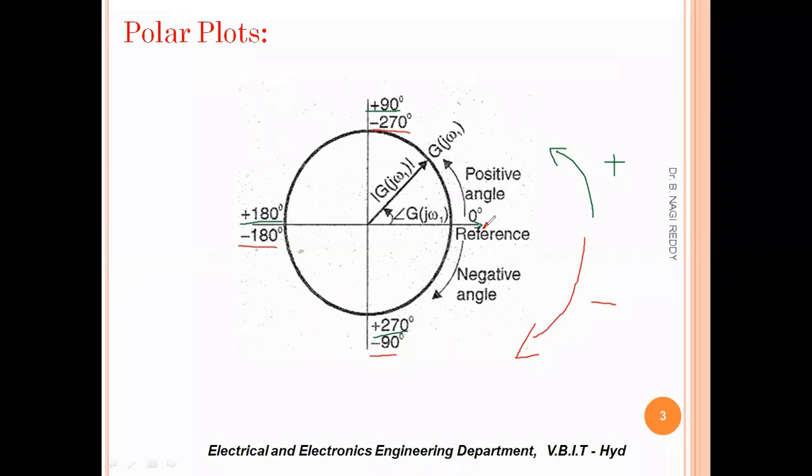Anything can be represented. And you can see plus 90 is equal to minus 270. So you can write minus 270 or plus 90. Similarly, plus 180 can also be minus 180, and 90 can also be minus 90, and 0 can also be 360. So you can represent it in either way. You can go through the anti-clockwise direction, or you can choose the clockwise direction.